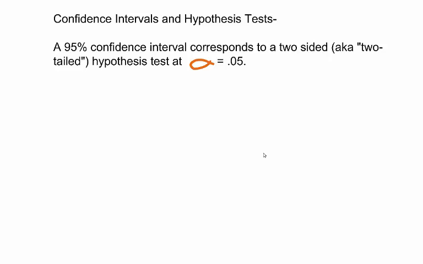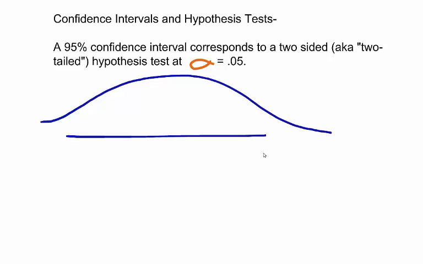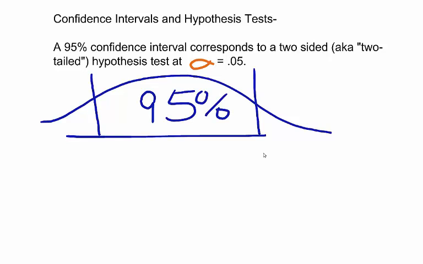It's also important for you to consider the relationship between confidence intervals and hypothesis tests. A 95% confidence interval, for example, corresponds to a two-sided, also known as a two-tailed, hypothesis test with an alpha level of 5%. So if we have a 95% confidence interval, it corresponds to a two-sided hypothesis test at alpha of 5%: 95% in the middle and 2.5% in each tail.